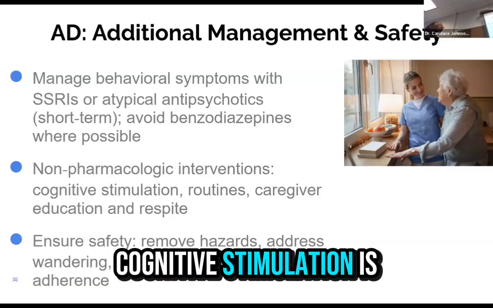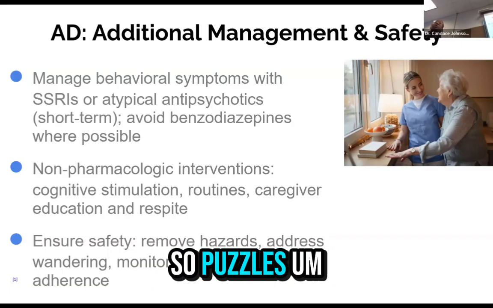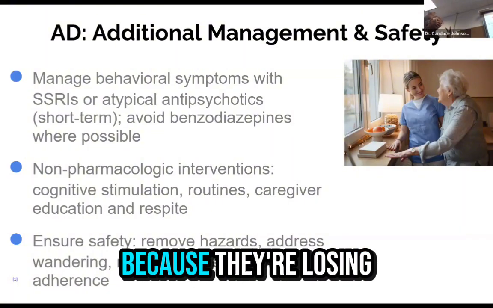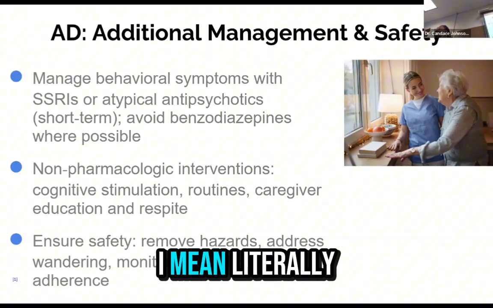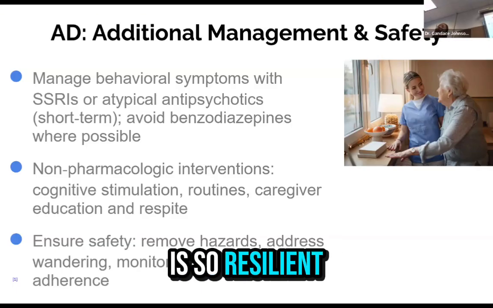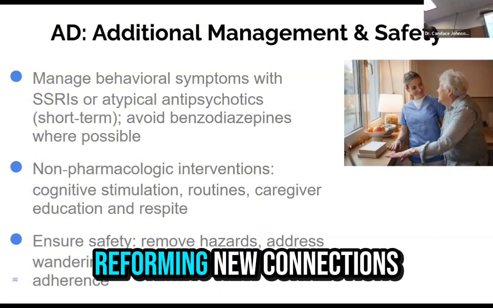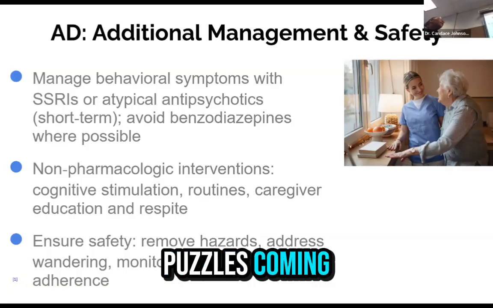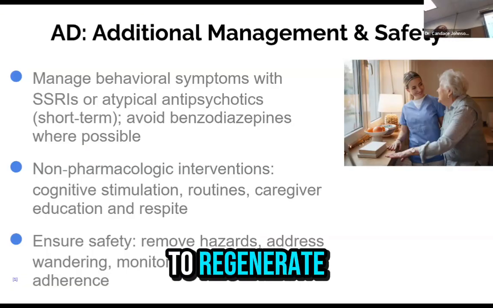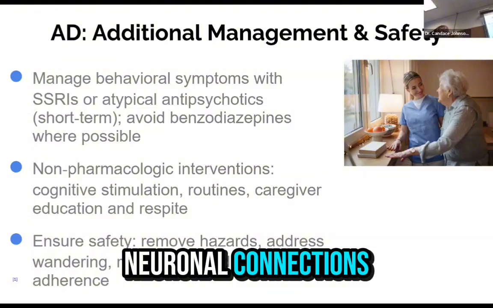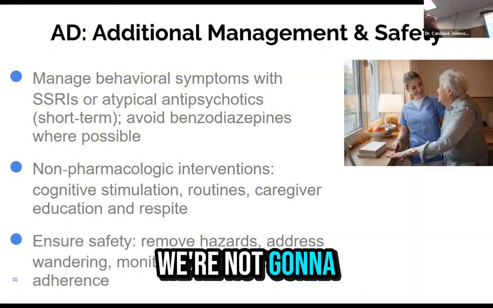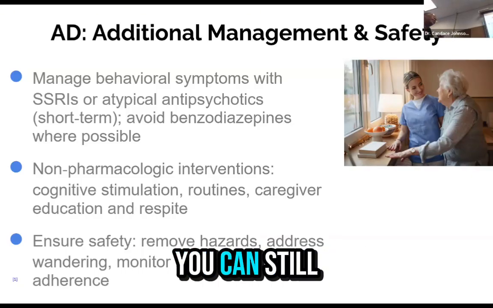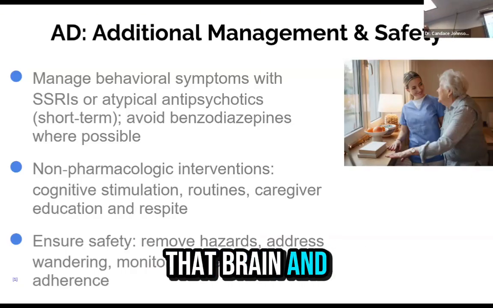Okay, cognitive stimulation is great for them. So puzzles, Sudoku, any kind of cognitive stimulation, because they're losing brain cells by the day. I mean, literally losing them. But the brain is so resilient that it has a way of reforming new connections the best it can. So if you keep the puzzles coming, then the brain will be inclined to create new neuronal connections. Regenerate is not a good word because we're not going to get new brain tissue. What we're going to get is new neuronal connections so that you can still learn and stimulate that brain and keep it active.